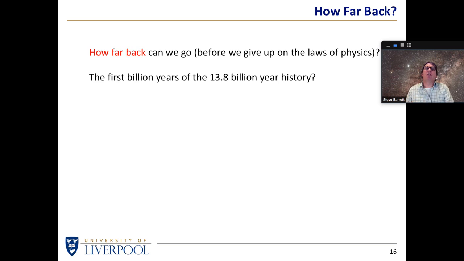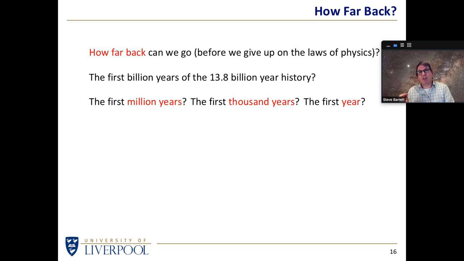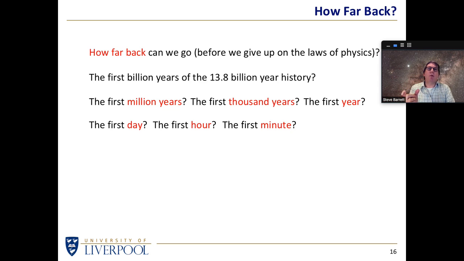The universe is 13.8 billion years old. What about the first 1 billion years of its history? No problem at all. What about the first million years of the universe's existence? Yes, fine. What about the first 1,000 years? Yep, no problem. What about the first year out of the 13.8 billion years? Yep, no problem. What about the first day? What about the first hour? Yep, no problem. What about the first minute? What about the first second? Yeah, that's fine, no problem.